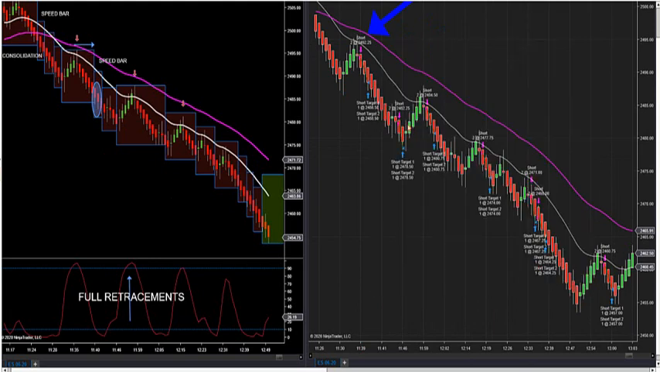Now this is a 9 sim. These are all just retracement trades, without the speed bars connected and without the trend box connected. What I'm showing you right now, I have it set up to take all retracements, full retracements. So all these setups are full retracements. You can qualify these setups even further, which I'm going to show you in a second how to do.